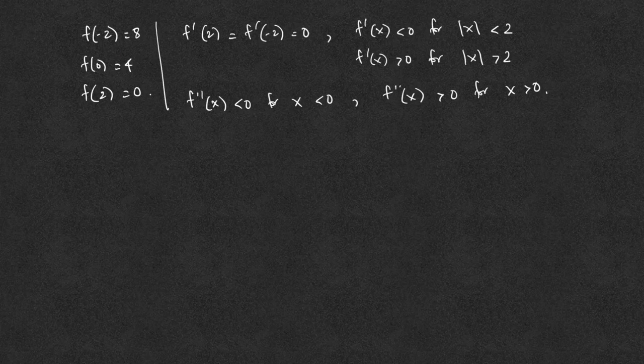We're given f(-2) = 8, f(0) = 4, f(2) = 0, f'(2) = f'(-2) = 0, f'(x) is negative for |x| < 2, and f'(x) is positive for |x| > 2. f''(x) is negative for x < 0, and f''(x) is positive for x > 0, and we are asked to sketch the graph of f.